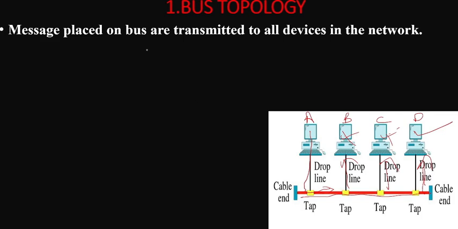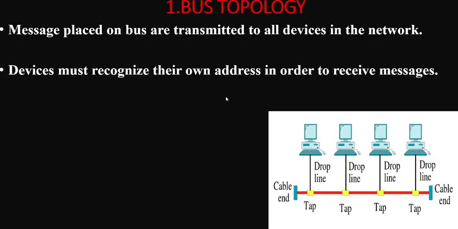So whatever message you place on the bus, that is, on this red color cable, that message will be transmitted to all the devices present inside the network. So all 4 will get the messages. Now devices must recognize their own address in order to receive a message. Whichever device is the actual recipient will accept the data, and others will reject it.